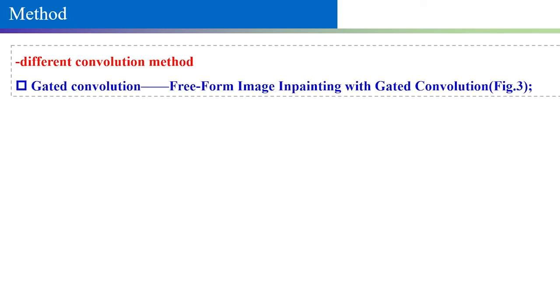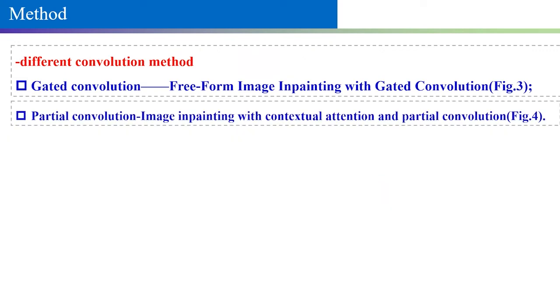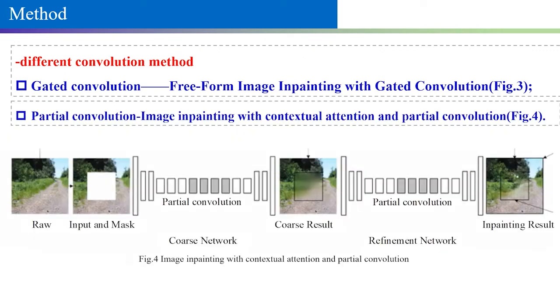To make full use of the masked information, different researchers have proposed different convolution methods. Free-form image inpainting with gated convolution replaces convolution with gated convolution based on generative image inpainting with contextual attention, while image inpainting with contextual attention and partial convolution is replaced with gated convolution.